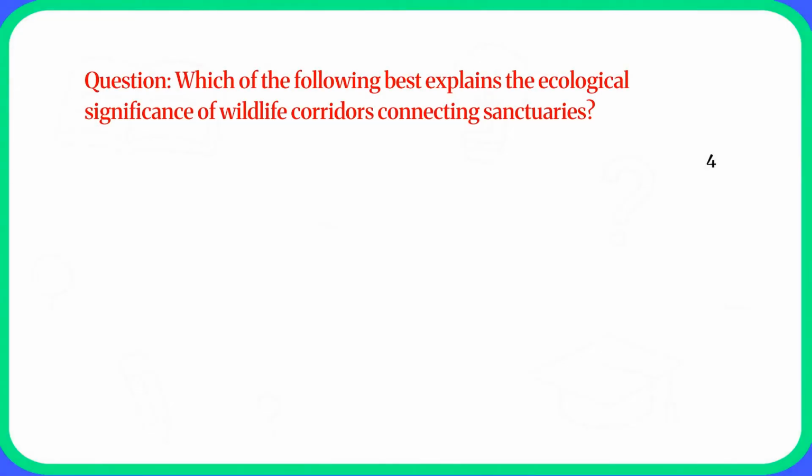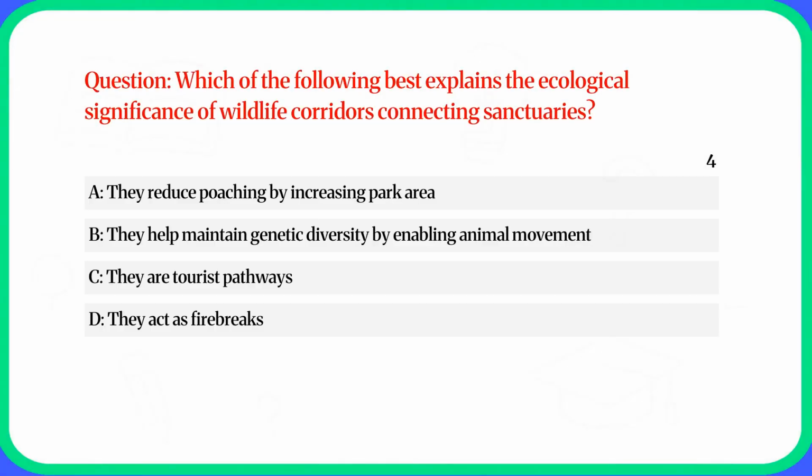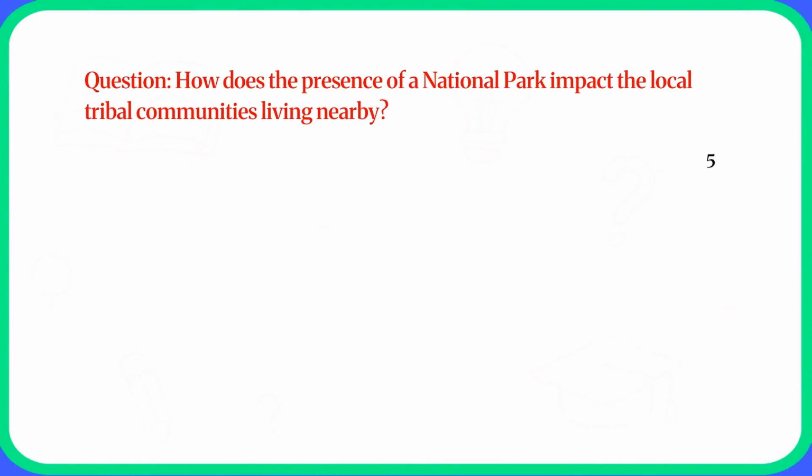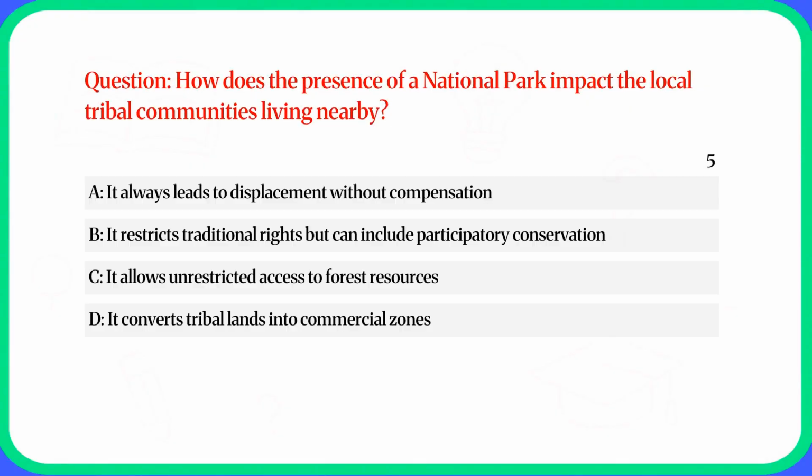Question: which of the following best explains the ecological significance of wildlife corridors connecting sanctuaries? Answer B. They help maintain genetic diversity by enabling animal movement. Question: how does the presence of a national park impact the local tribal communities living nearby? Answer B. It restricts traditional rights but can include participatory conservation.